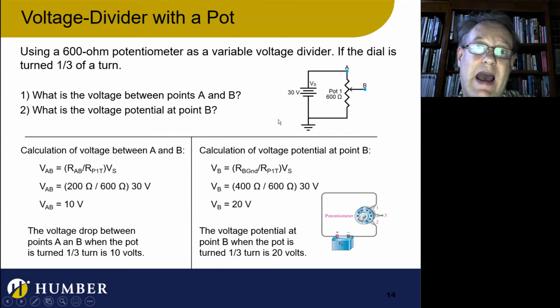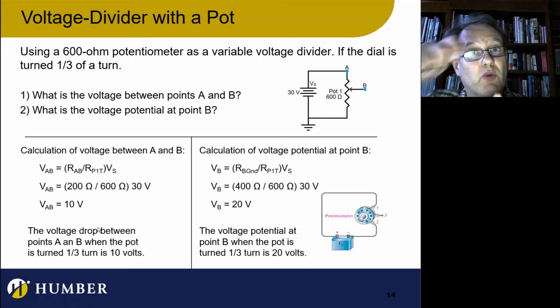So if I wanted to do the math and find out what the voltage drop is between point A and point B, I could calculate that. I could just use the voltage divider, and say VAB is RAB, whatever that resistance is, because we know it's 1/3, so it's going to be 200 ohms. And then over here, I've got the total resistance of the pot, so that's 200 divided by 600, multiplied by the source voltage, 30, and I got 10. That makes sense, because 10 is 1/3 of the source voltage, and I've got my pot turned 1/3 of the way.